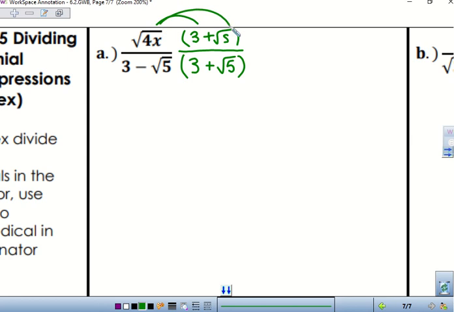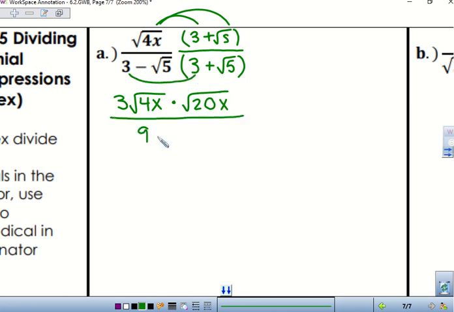So on the top, we're going to use the distributive property. That's going to give me 3 radical 4x times 20x, all over first minus last. Now, can we take the square root of 4? What is it? 2. So this is going to become 2 times 3, which is 6 radical x. This is the plus sign. I apologize.